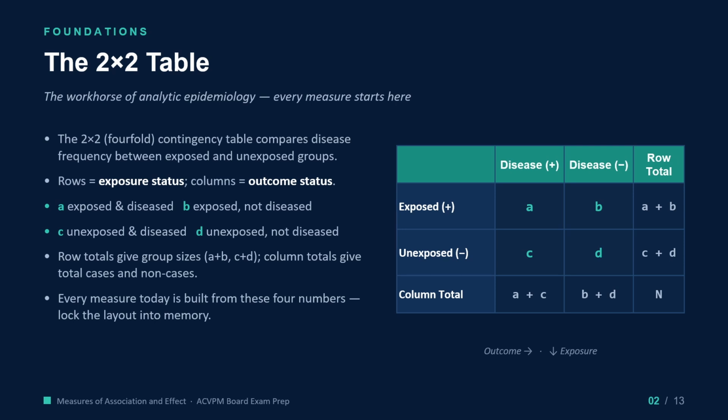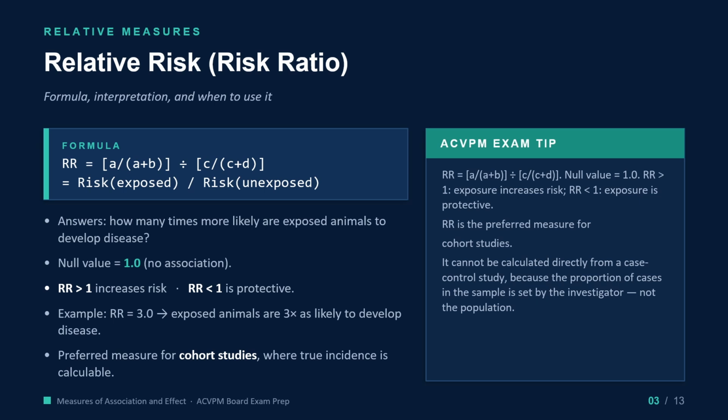A few quick notes. The row totals give us our exposed group size, A plus B, and unexposed group size, C plus D. The column totals tell us total cases and total non-cases. Keep this layout locked in your memory. It is the skeleton of analytic epi. We have our 2x2 table clearly in mind. Let's move to the first and most intuitive measure of association, the relative risk, also called the risk ratio.